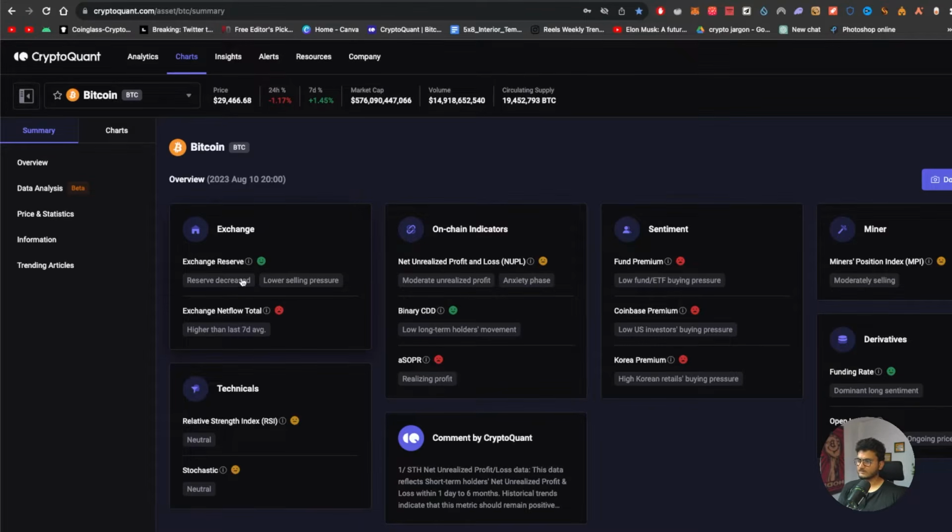So for example, let's talk about exchange reserve. So it shows that it's green. It means that reserves have decreased and lower selling pressure is there. What that means is that the reserve on exchanges, the Bitcoin on exchanges, is very low right now. That means a lot of people are not looking to sell. They have moved it to their ledger or any other hardware wallet.